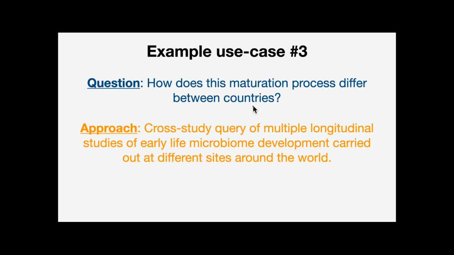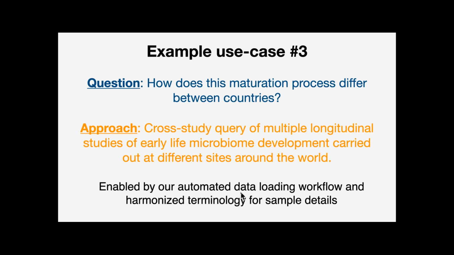Okay, great. So we're going to do a cross-study query now of multiple data sets. And the reason we can really do this is because of what I just highlighted in response to that question, that all the data is loaded uniformly through the same pipeline, and all the sample details are mapped to the same data dictionary. So we have age at sample collection in months for every study loaded, even if the investigators didn't initially record age in that way.